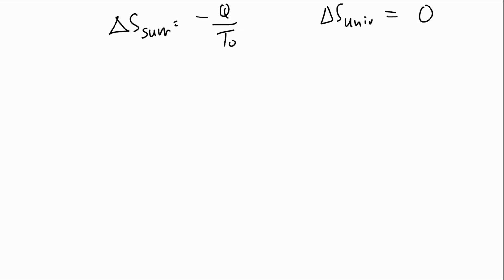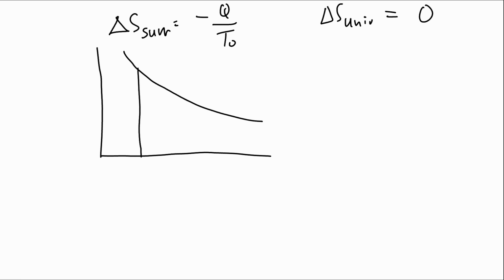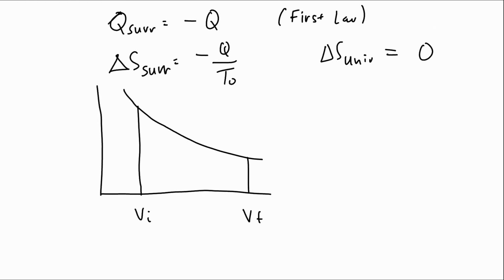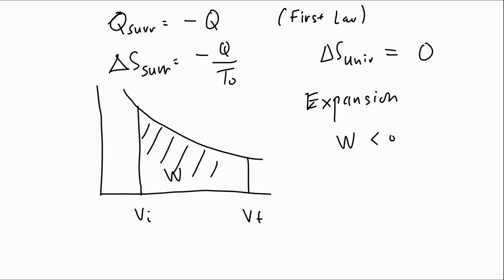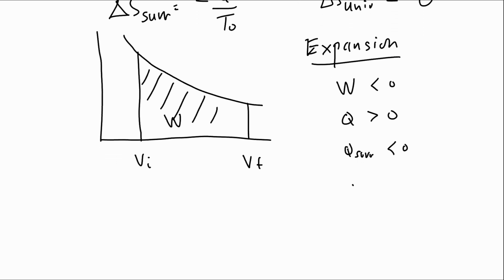So if I do an irreversible, let's draw a picture like this. This was initial and this was final. So I'm thinking now of an expansion. You got to pick one. And so we did this work. Work was less than 0 for an expansion. Q was greater than 0. Q of the surroundings was less than 0. Delta S was greater than 0. Delta S of the surroundings was less than 0.